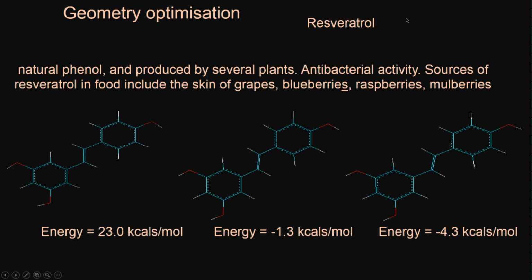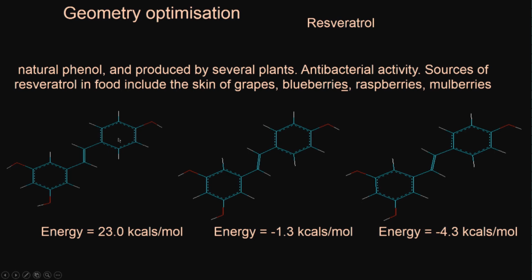So, look at this resveratrol. Resveratrol is a natural product, a phenolic compound produced by several plants, and it exhibits antibacterial activity. It is found in fruits like skins of grapes, blueberries, raspberries, mulberries. It has 2 benzene rings and there is a double bond here. There is an OH here and 2 OH here.